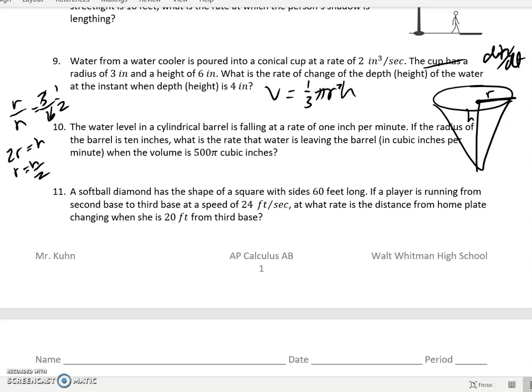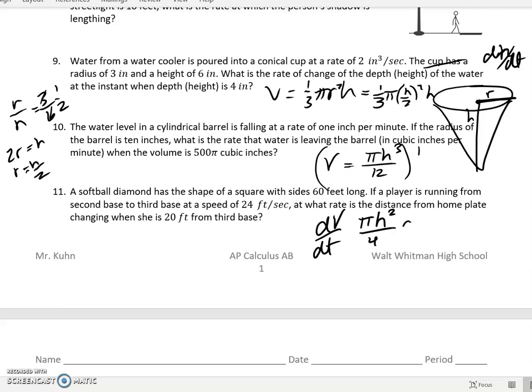Then I'm going to plug that back in. So then I have 1/3 pi, instead of the radius, I have h over 2 squared times h, which is going to give me h squared times h is h cubed. If I square the bottom here, I get a 4 times the 3 that's already on the bottom is a 12. And now I have my volume. Now I can do the derivative of both sides. So now I've got a dV/dt. I'm going to take the 3 out front and reduce it with the 12. I get pi h squared over 4 dh/dt. And then, as you can see, I'm ready to start plugging things in to solve backwards.